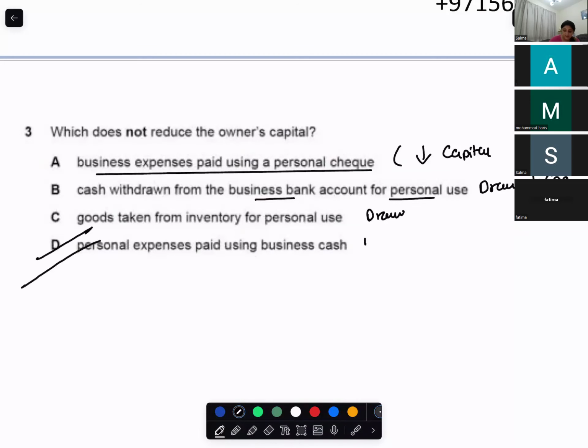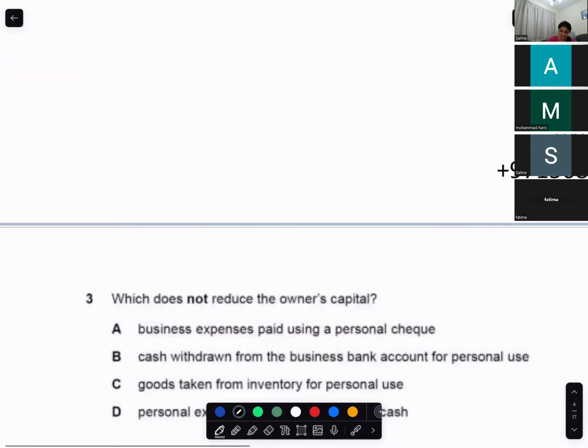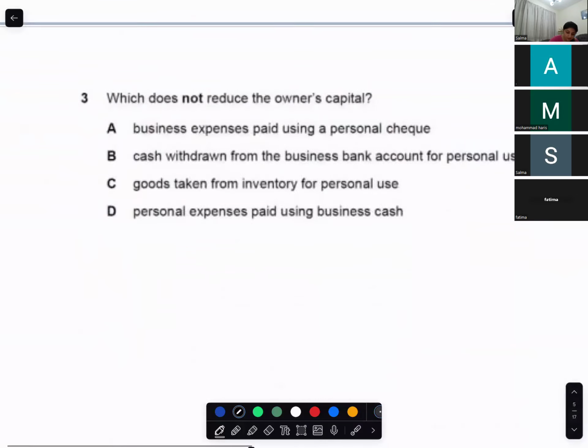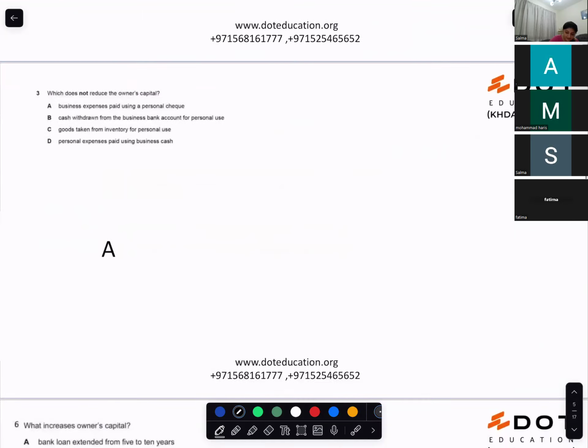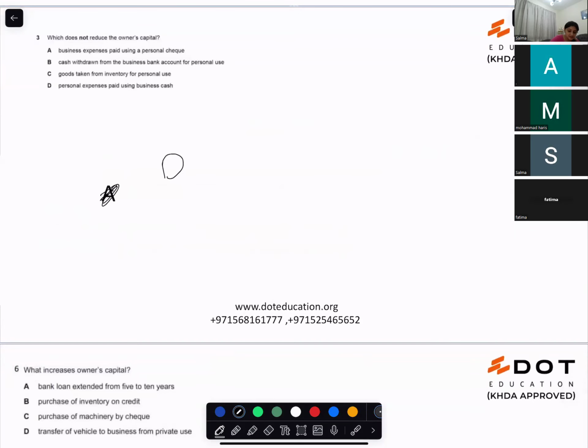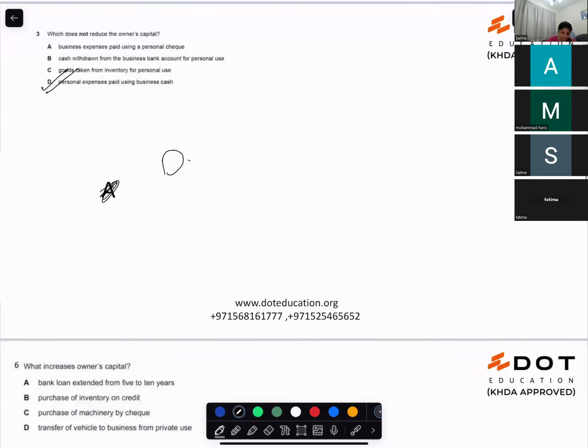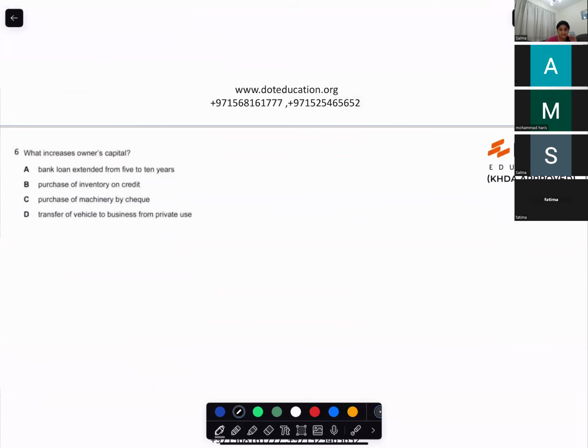Answer is D. Personal expenses paid using business cash. So this is wrong, okay, over here. Miss Ravi has done it wrong. Answer is D. Come on, let's go ahead.